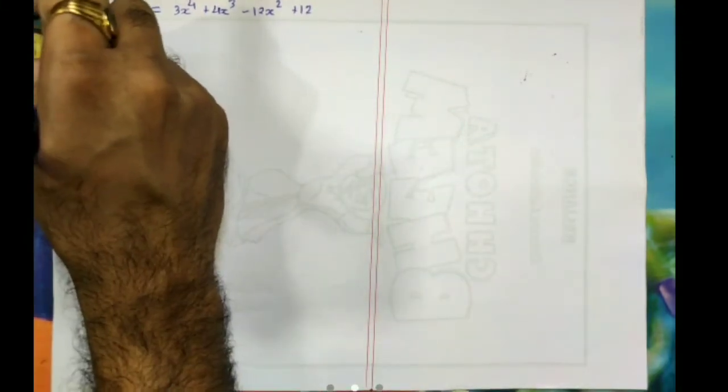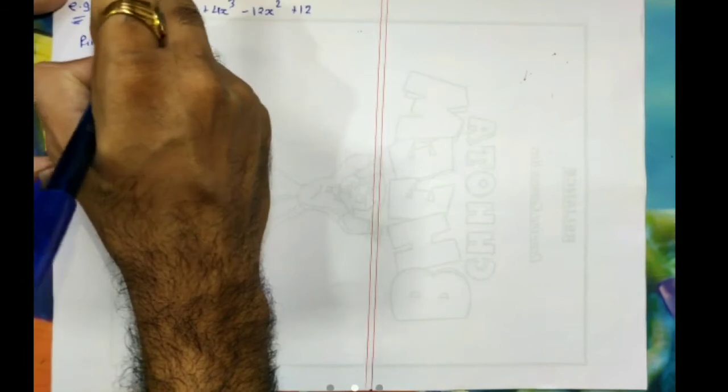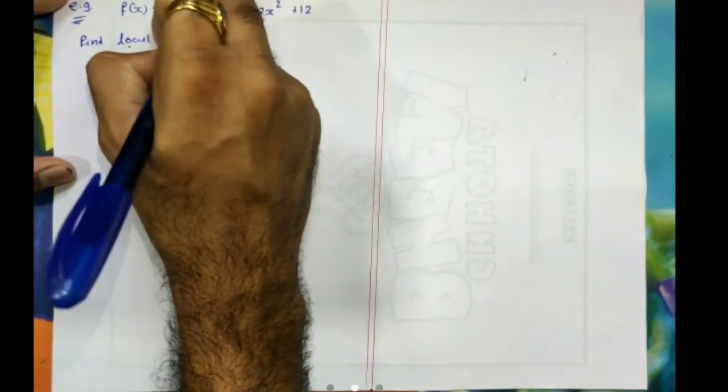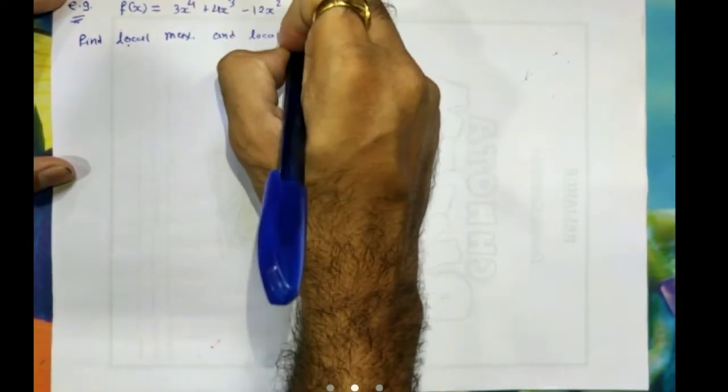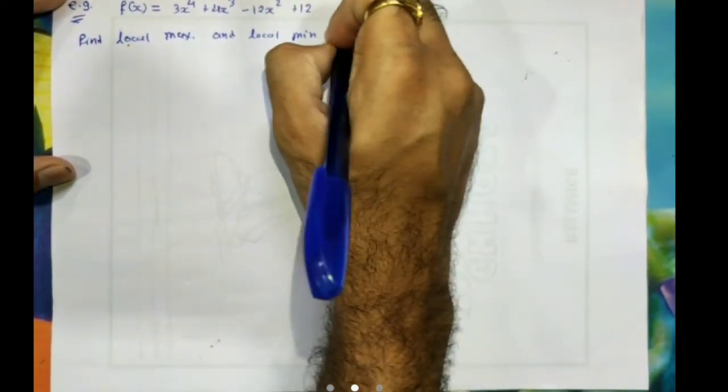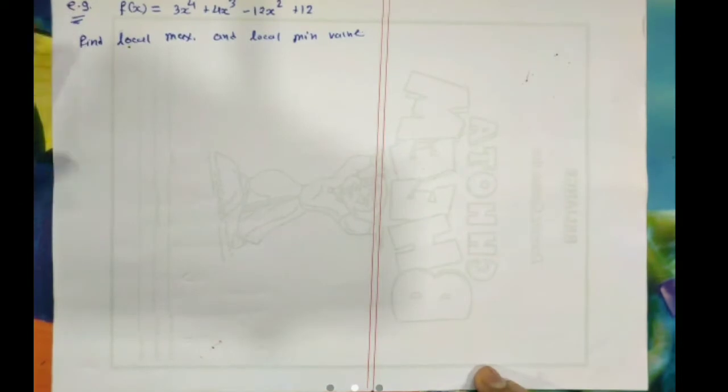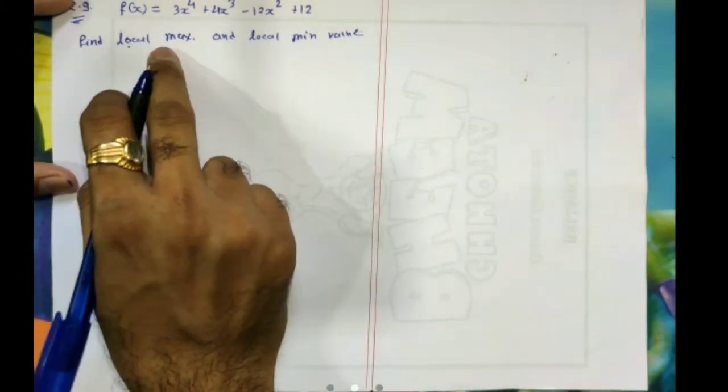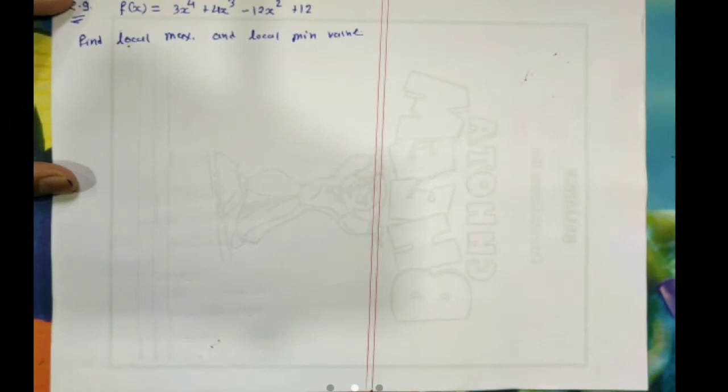Find local maximum and local minimum value. Then you are having so much doubt regarding this local maximum, local minimum, and absolute minimum values. So we are considering two examples by which you can clarify your doubts. So first question is to find the local maximum and local minimum value of this given function.